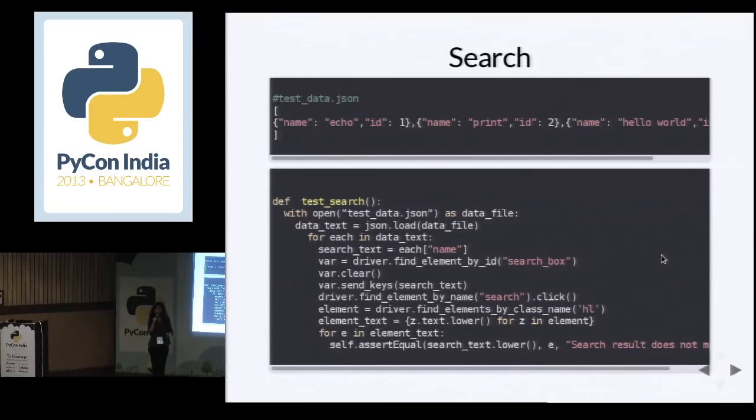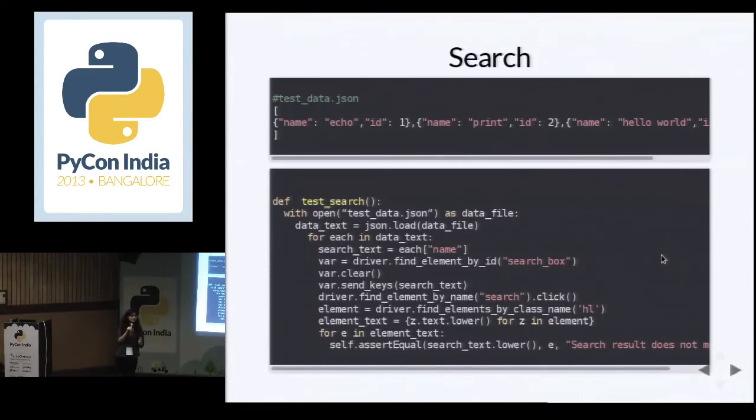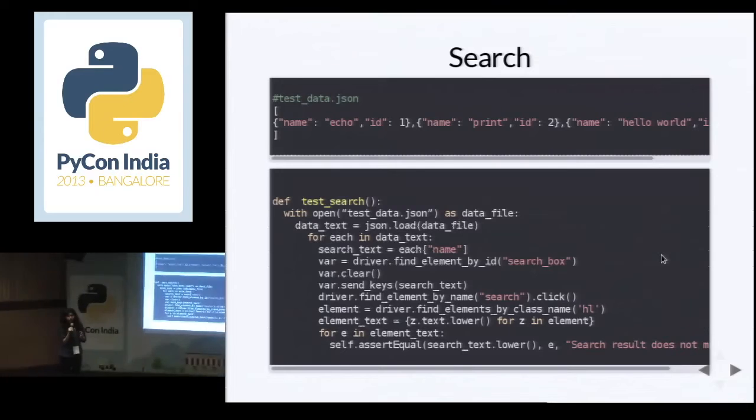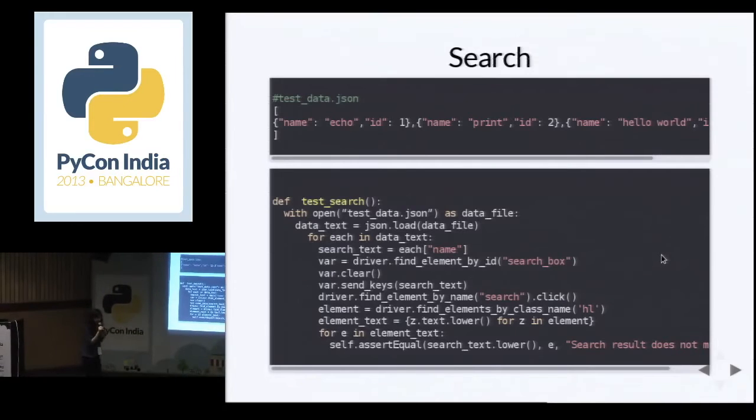Now here I decide that I'll keep my input test data in a JSON format, and the above is a JSON format file which contains my test data. I have my test data as echo, print and hello world. Now, you all remember, I showed you the Selenium script layout, and this code snippet is just with the test case for search.